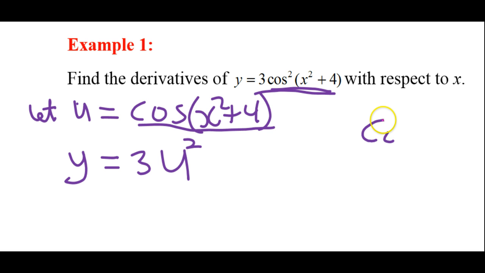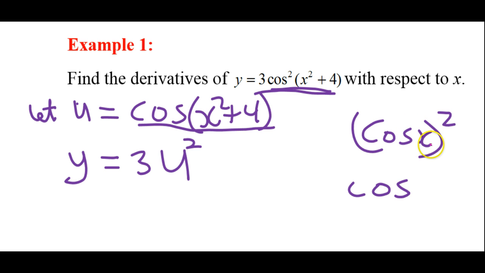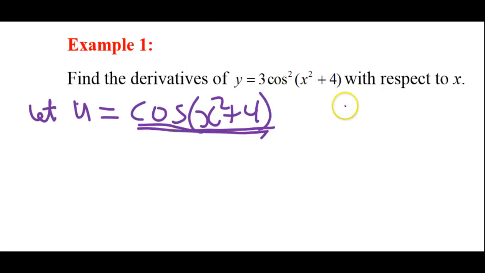Remember that cos x all power 2 is the same as cos squared x. That's just that. And so cos squared x means cos x times cos x. So the whole of this means the whole of this times itself. So everything here times itself. That's why I can say u squared for that part of the function. You need to grab this concept here before we continue. So I want to write y in terms of u, that's 3u squared here.